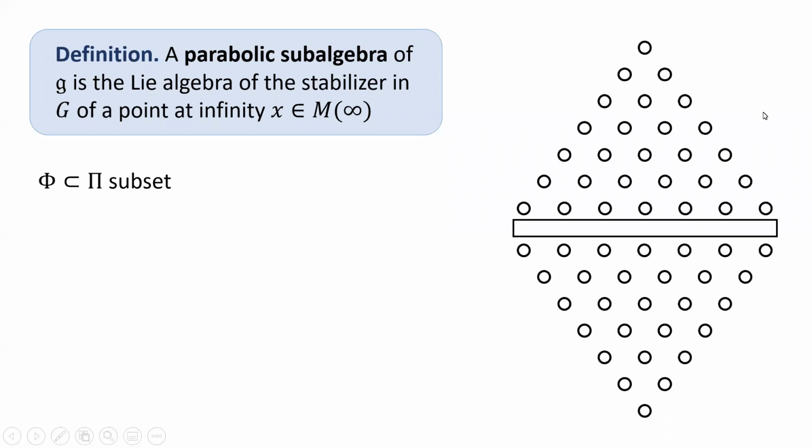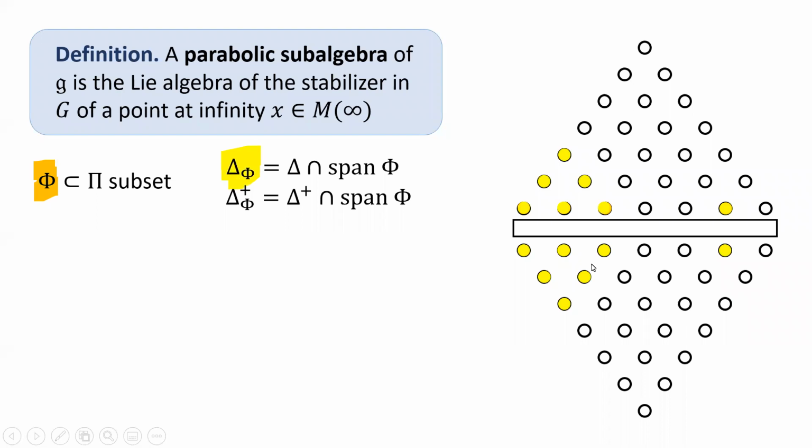Here we have the picture I showed you before. A particular choice could be this one: I choose these three nodes here, these three simple roots, and this other one. Good. Now let me denote by delta phi and delta phi plus the roots, positive or not necessarily positive, spanned by phi. This would be the yellow roots in here. Recall that each node represented a root.